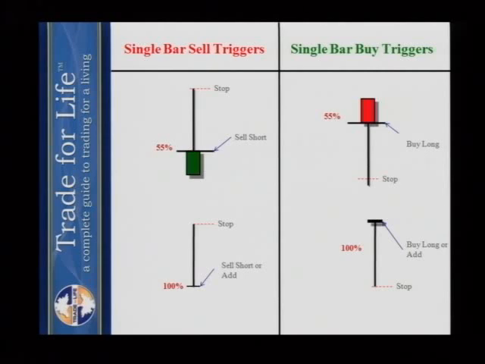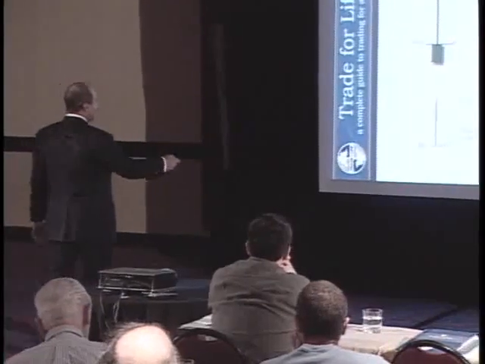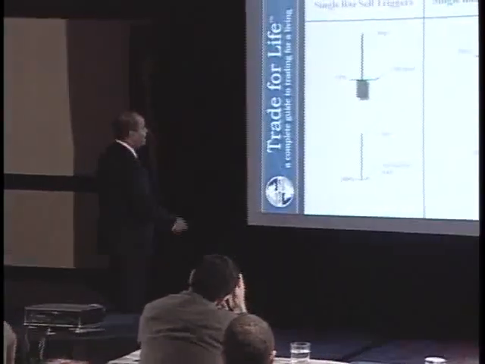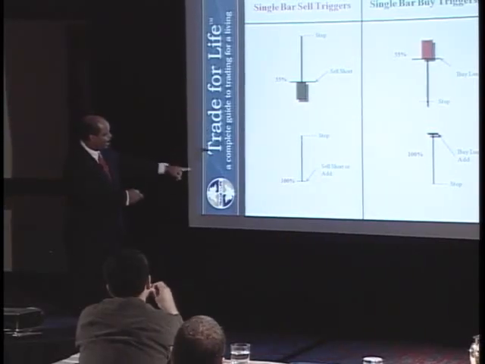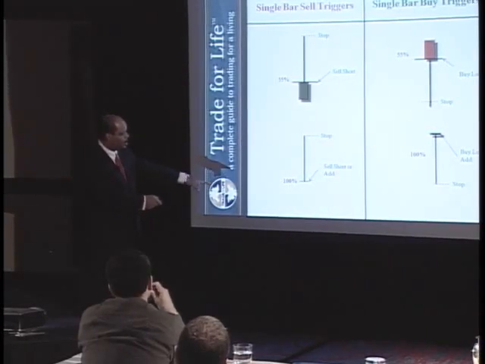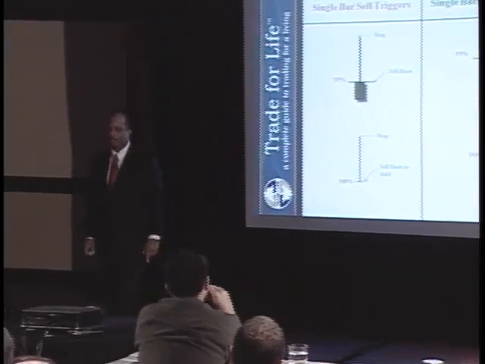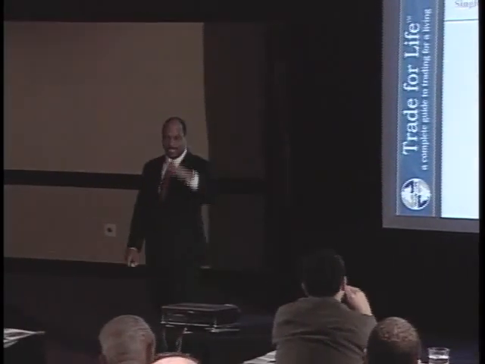The single bar triggers are when you have a nice, decent green bar that loses 55% of its greenness. You're going to short at the 55%. You will not wait for that bar to finish trading. You're going to short right now. You're going to place a stop right here. If this continues to lose green after you have shorted it and you reach the 100%, you're going to add to your short. Must happen on the same bar.